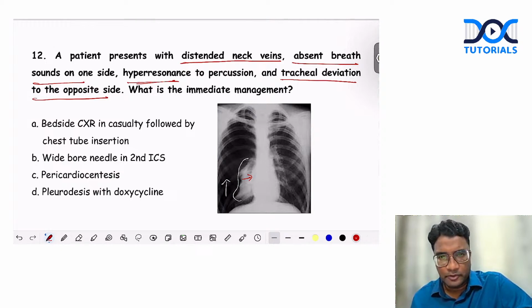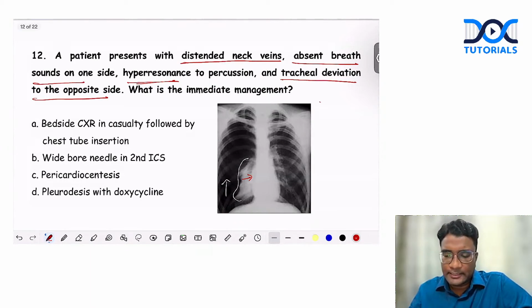When you have pneumothorax with mediastinal shift, or an unstable patient is given to you, this is a tension pneumothorax. And tension pneumothorax is a clinical diagnosis, not a radiological diagnosis. Tension pneumothorax has to be a clinical diagnosis.